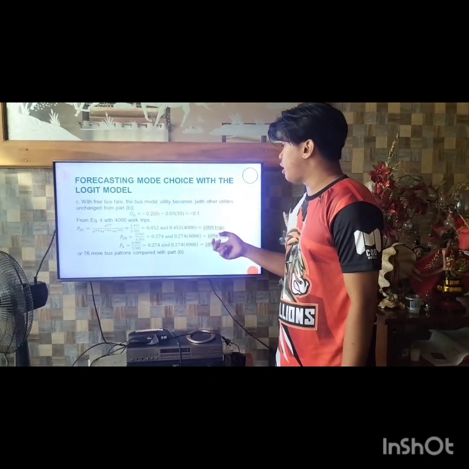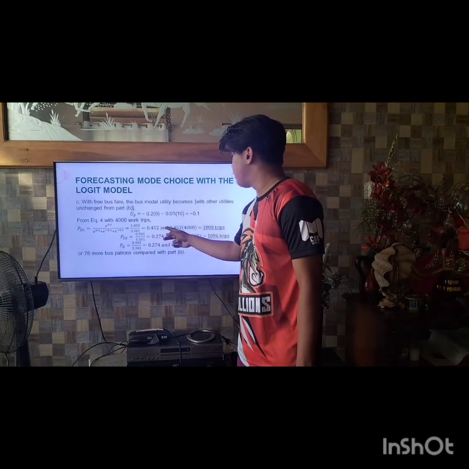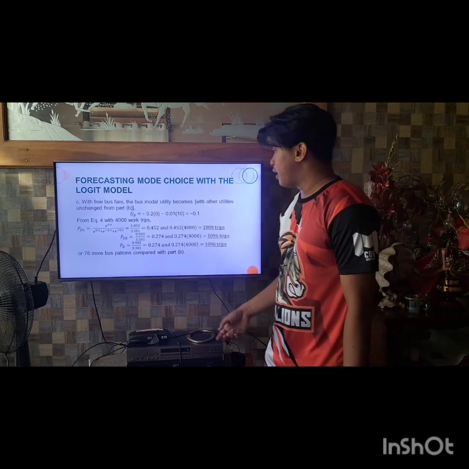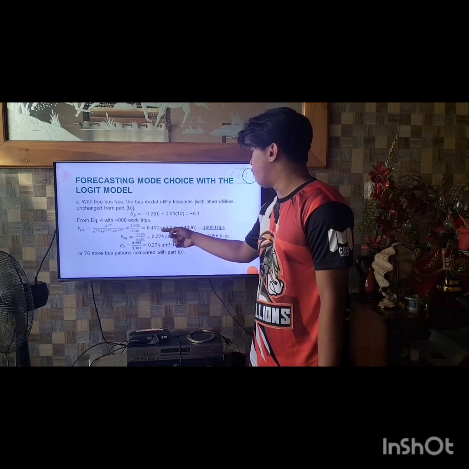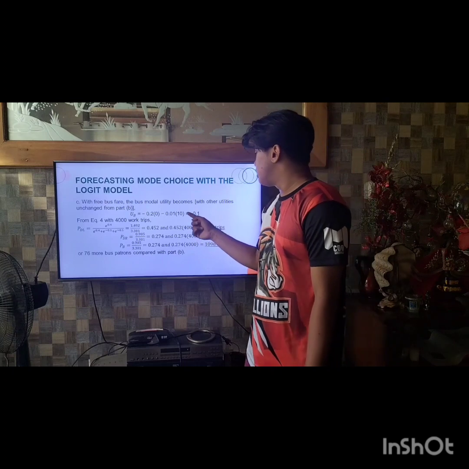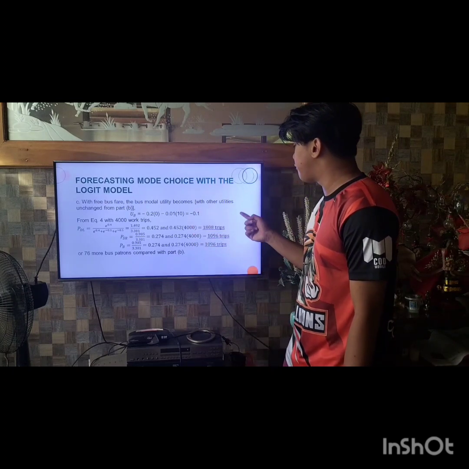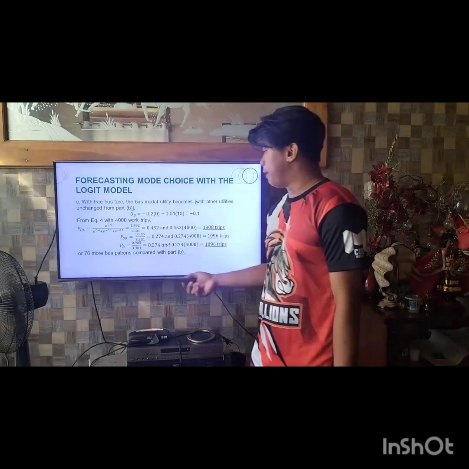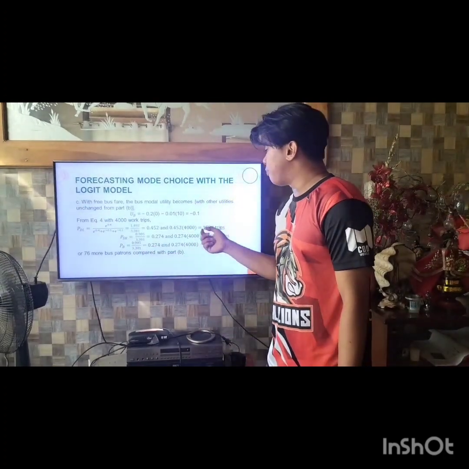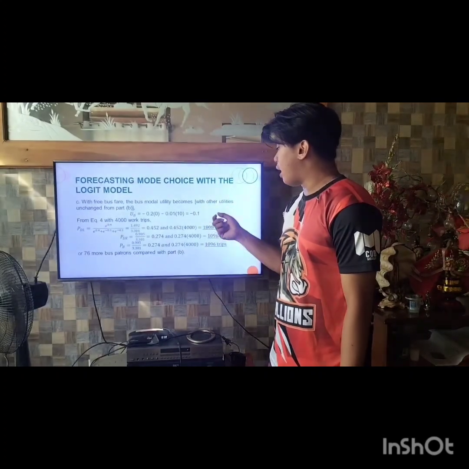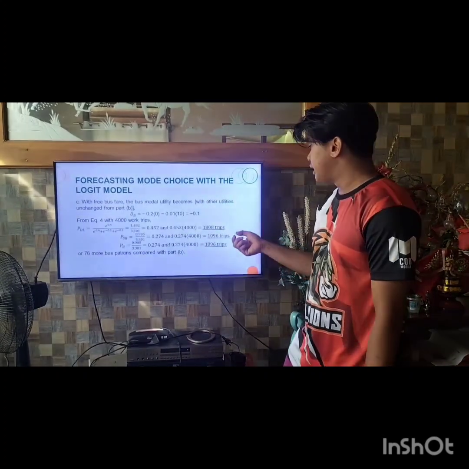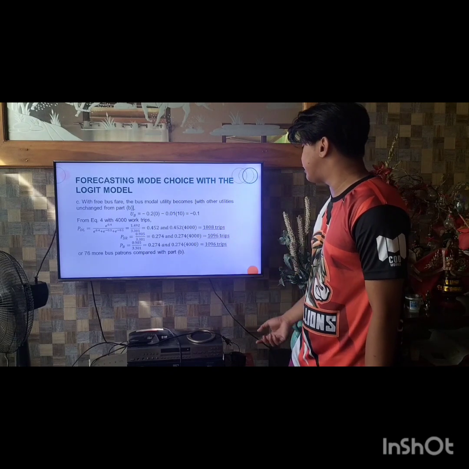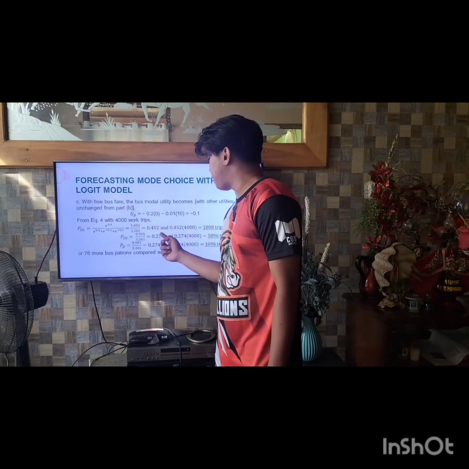That is 1.492 over 3.301, which is equal to 0.452, and 0.452 times 4,000 is equal to 1,808 trips. And P sub SR is equal to 0.905 over 3.301, which is equal to 0.274, and 0.274 times 4,000 is equal to 1,096 trips. And P sub B is equal to 0.905 over 3.301, which is equal to 0.274, and 0.274 times 4,000 is equal to 1,096 trips, or 76 more bus patrons compared with part B.